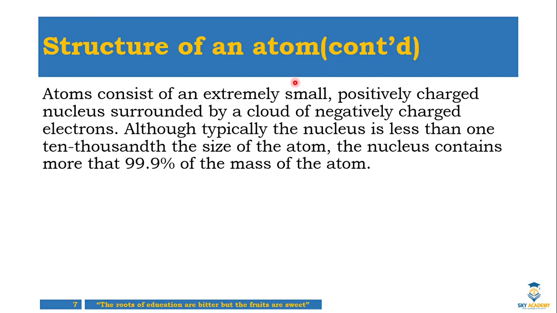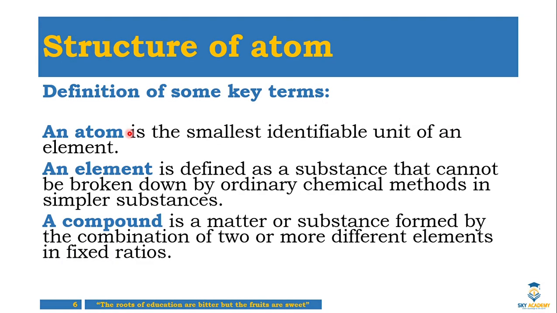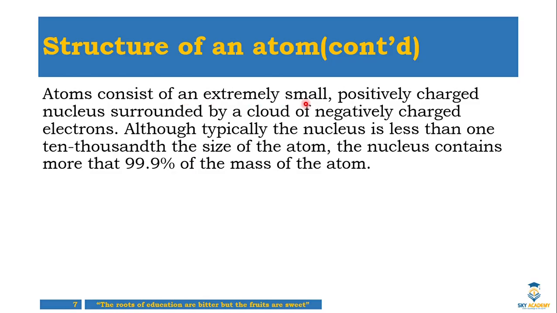Atoms consist of an extremely small positively charged nucleus surrounded by a cloud of negatively charged electrons. The atom is the smallest identifiable unit of an element, but the atom itself is also built upon some things. This is the structure of an atom: it consists of a nucleus, and surrounding the nucleus there are negatively charged electrons.